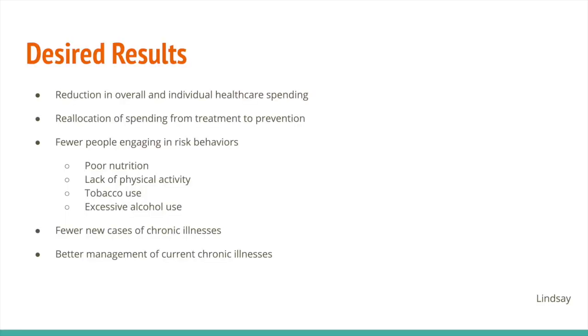With the changes that we implement, we would like to see a reduction in overall and individual healthcare spending. There would be a reallocation of spending from treatment to prevention. There would be fewer people engaging in risk behaviors, which include poor nutrition, lack of physical activity, tobacco use, and excessive alcohol use. There would be fewer new cases of chronic illnesses and better management of current chronic illness cases.